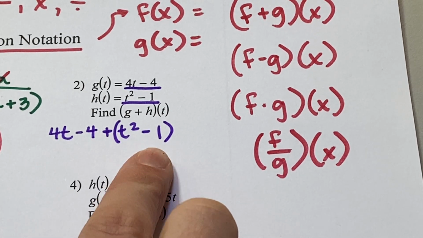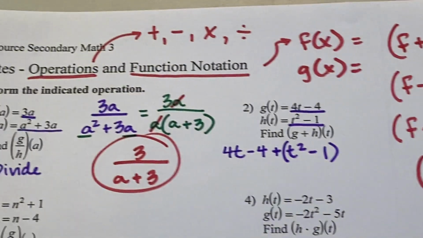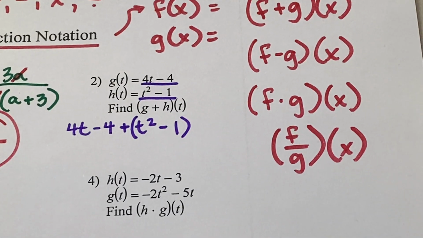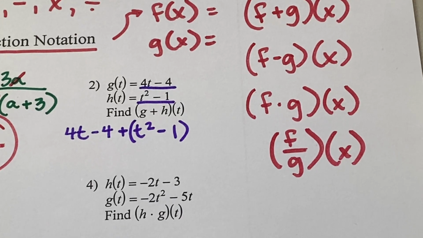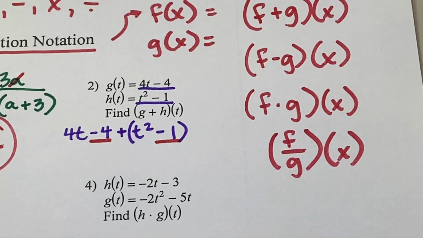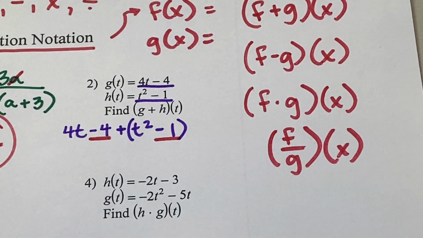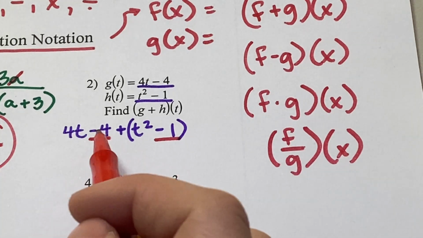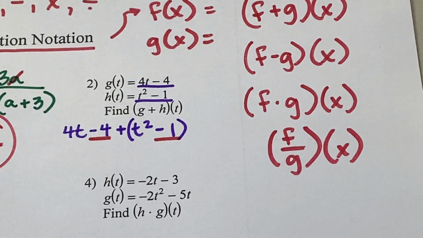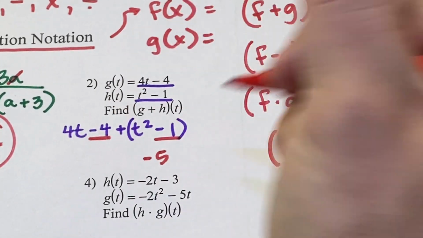Where are my like terms that I can combine? 4t and t squared? Can I combine those two? Or minus 4 minus 1? Good. My only like terms here that I can combine are the negative 4 and the negative 1, right? 4t is not a like term with t squared. Same variable, but they're not the same power. Well, what is negative 4 minus 1 more? Negative 5. So that just turns into negative 5.